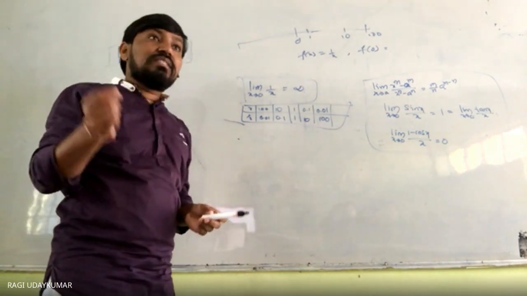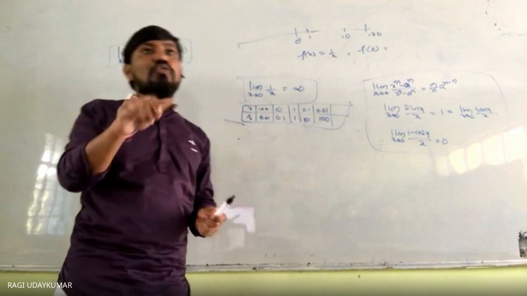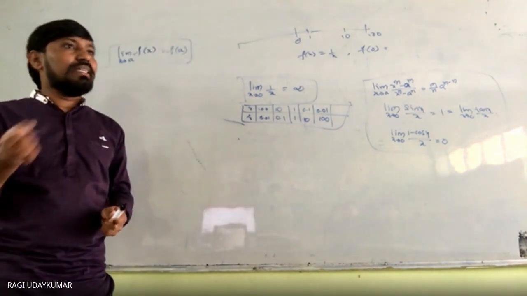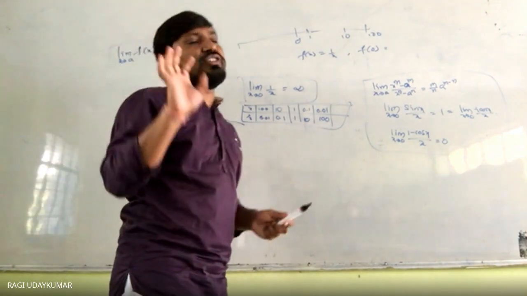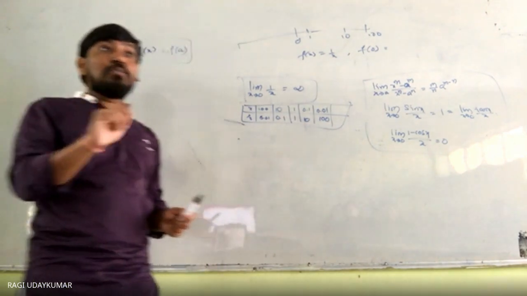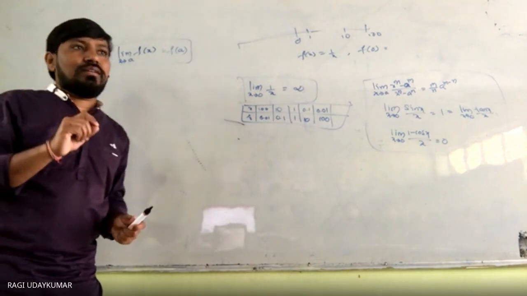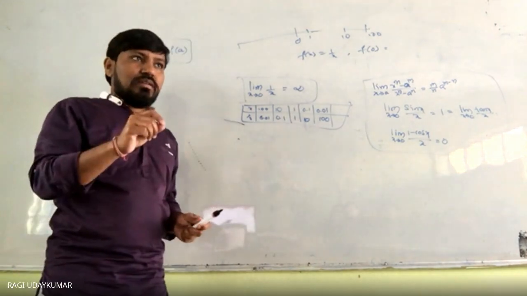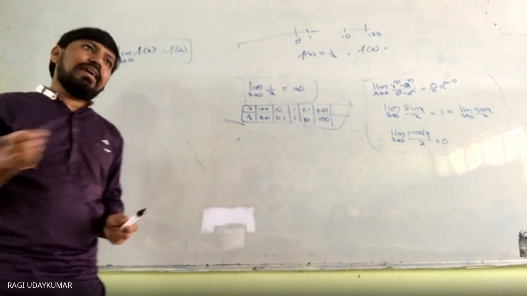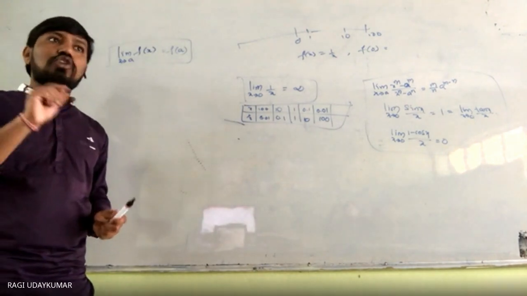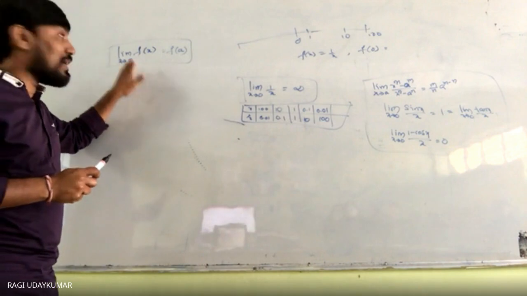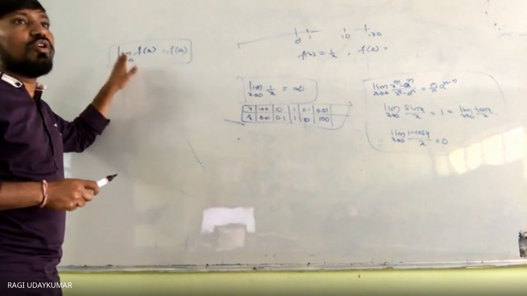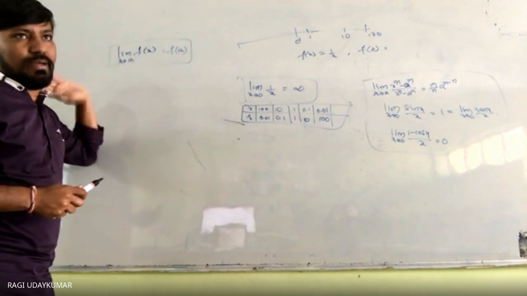If the function is continuous at every point in its domain, then that function is called a continuous function. It should be continuous at every point in the domain. This is what is called being continuous at the particular point a.